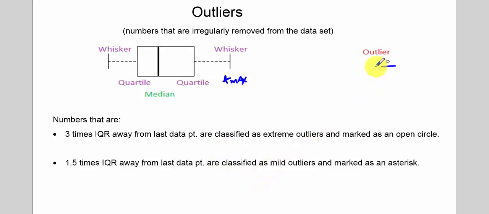Notice this outlier that's 3 times away from the data set is marked with an open circle, whereas an outlier that is 1.5 times away from the interquartile range gets a little asterisk. So let's just say there was another one here. We'll just put a little asterisk right there, and there's another outlier.